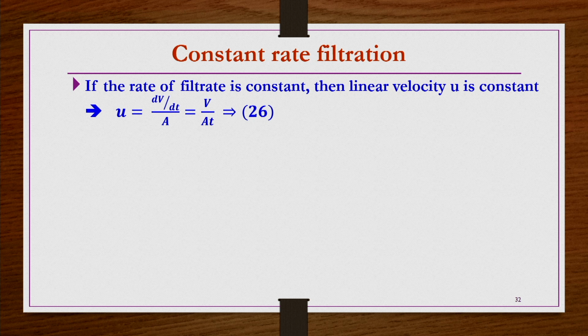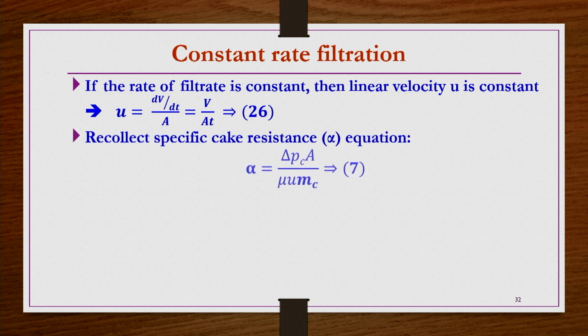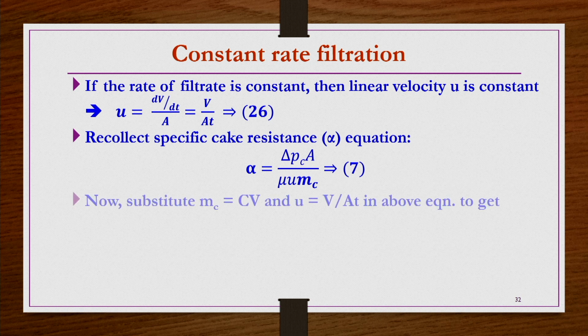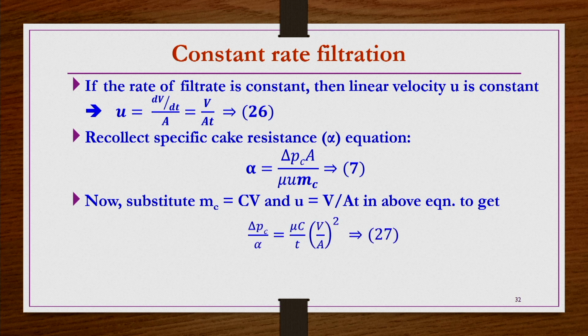If the rate of filtrate is constant, then linear velocity u is constant. So, u we can write, rather than dV by dt by A, as V by At, because now the filtration rate is constant. And then we have the alpha equation, alpha is equal to delta pc A by mu u mc. In this equation mc you can substitute as cV, and u you substitute as V by At, then we get delta pc by alpha is equal to mu c by t, V by A whole square.